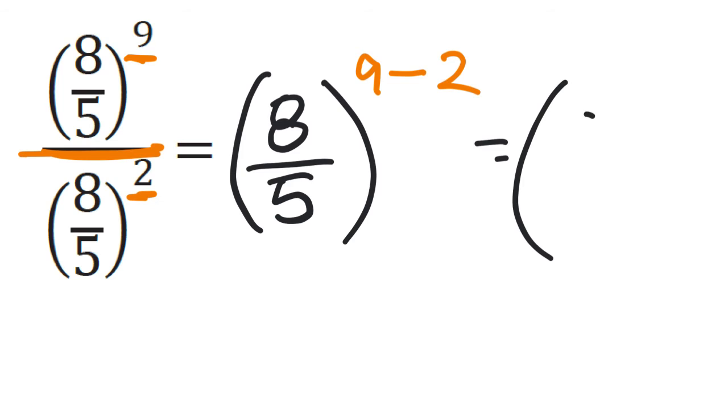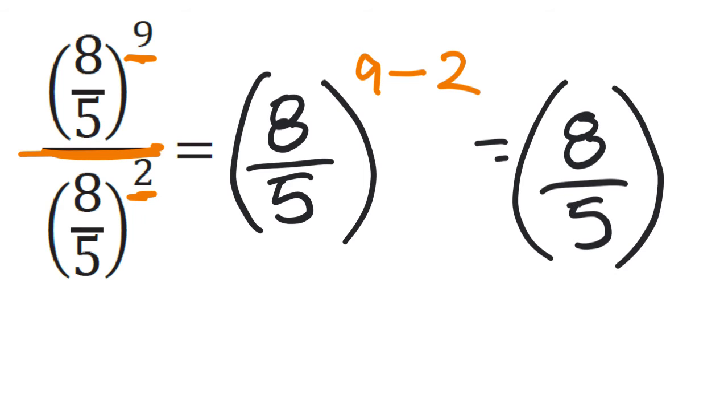So we still end up with the same base of 8/5. We're just operating with the exponents right here. 9 minus 2 is 7.